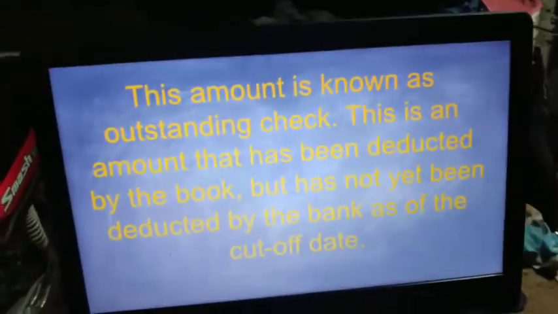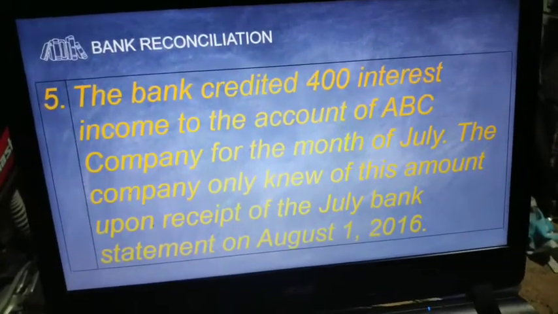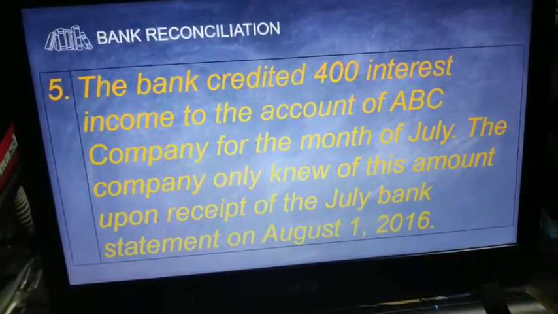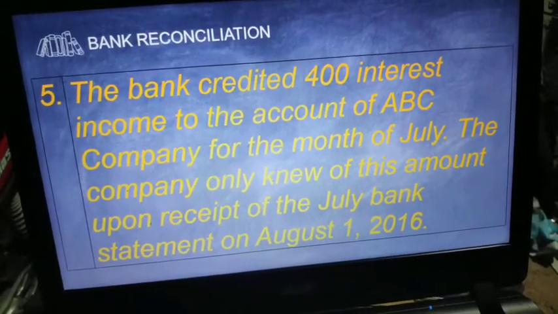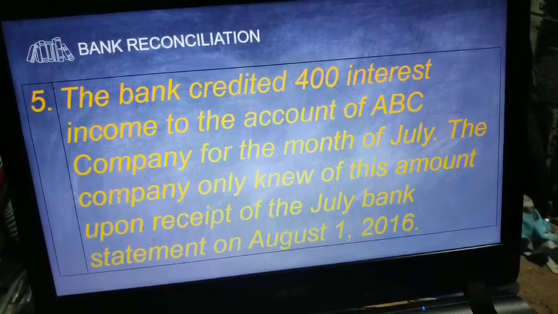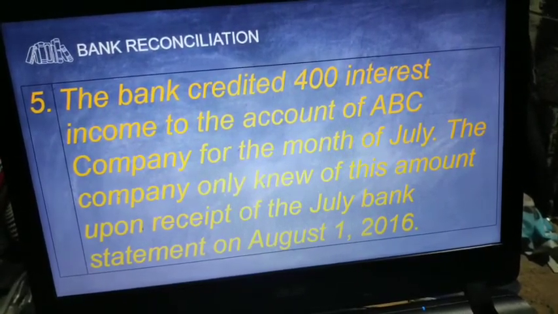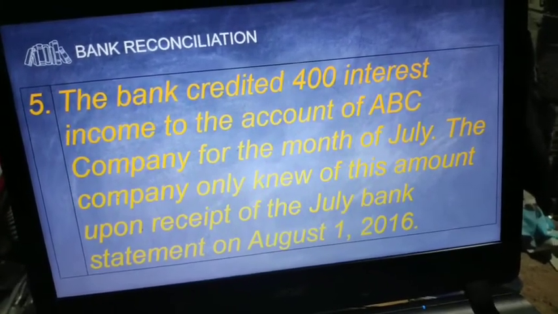Okay, let us proceed. For problem number 5, the bank credited 400 interest income to the account of ABC Company for the month of July. The company only knew this amount upon receipt of the July bank statement on August 1, 2016.